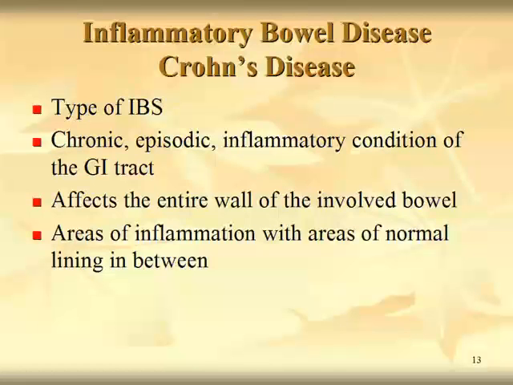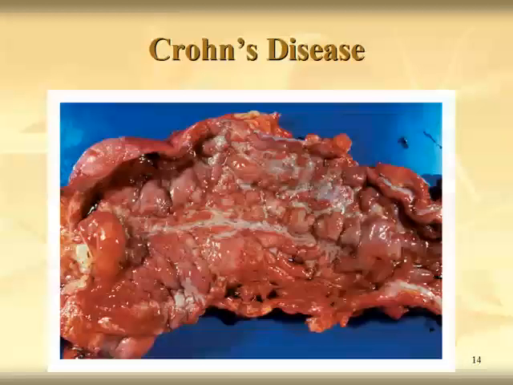Crohn's disease is considered a chronic episodic inflammatory condition of the GI tract, tends to affect the entire wall of the involved bowel, and there's areas of inflammation with areas of normal lining in between typically. This next slide shows what the typical symptoms are and the look of a Crohn's disease type of bowel. There's a cobblestone kind of appearance of the bowel that's surrounded by ulcerations and fissures. So typically that small bowel will get affected in patchy areas. You can see that cobblestone look that's there.